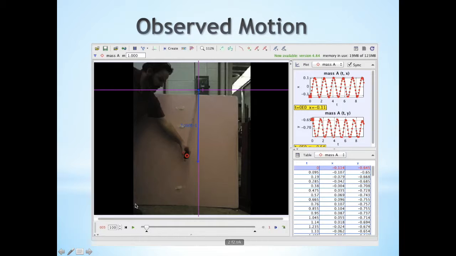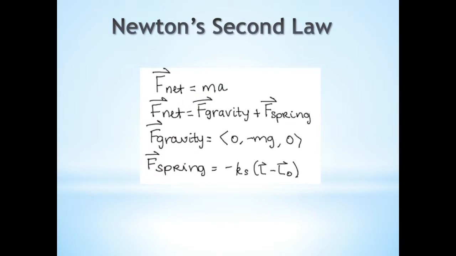Once the video was analyzed, the time versus position plots and the table of the data points were used alongside Newton's second law in order to solve for initial conditions needed for the Python code. Newton's second law states that F net equals ma, which can also be written as F net equals the sum of all of the forces acting on an object. Using this fundamental principle, we look for the net forces in the spring mass system.